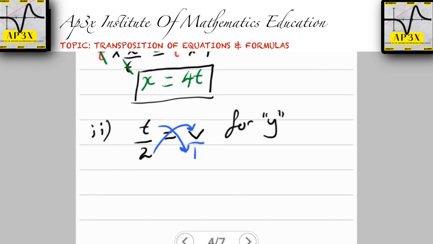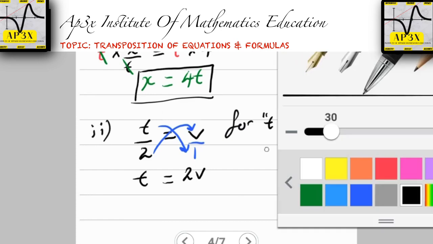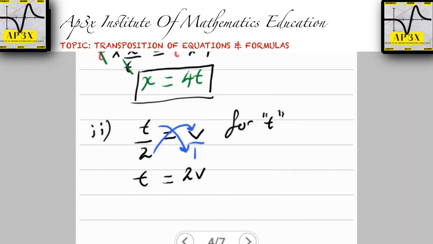So since we're looking for t, I'm going to be starting with the direction. It says here for y, I'm so sorry, it should have actually been for t. Pardon me, guys. So we can go ahead here and cross multiply. By cross multiplying, we're going to say t multiplied by 1 is t, and 2 multiplied by v is 2v. Therefore, the intended subject, which is t, is on one side of the equation by itself. Therefore, that is my final result.